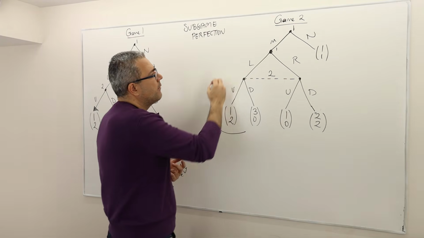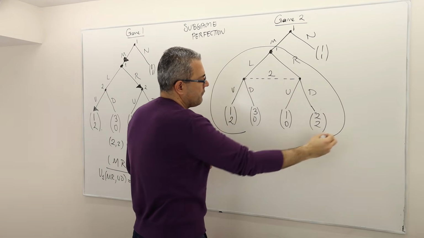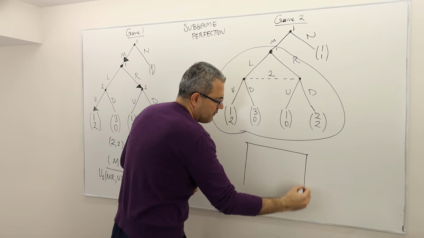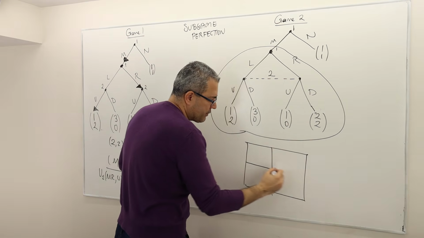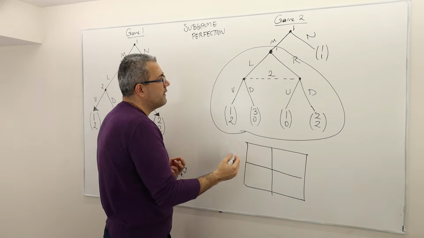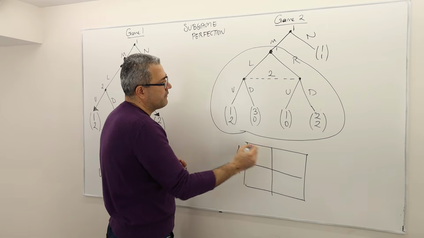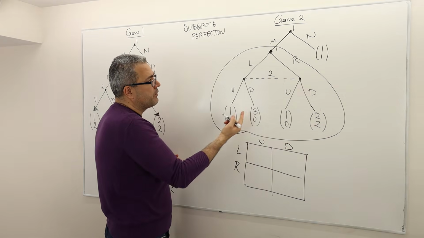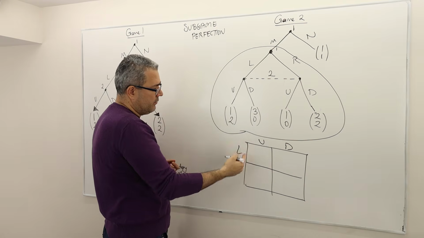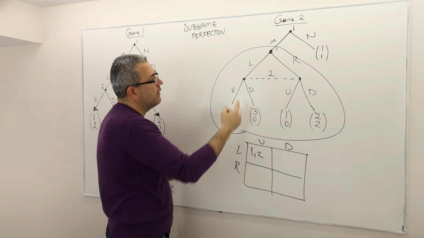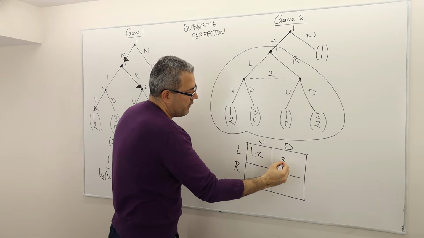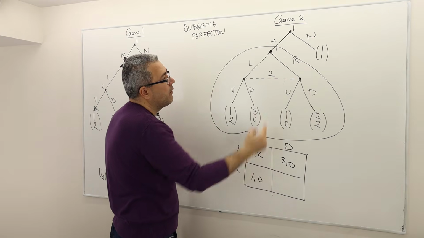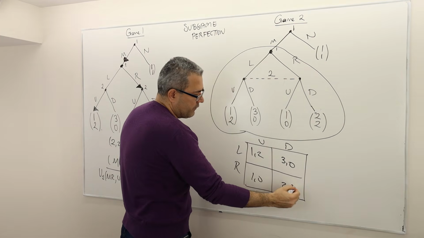This part of the game is more like a static version of this game. Player 1 chooses left, right. Player 2 chooses U and D. And therefore the payoffs are easy. LU is going to bring 1, 2. LD is going to bring 3, 0. And then RU is going to bring 1, 0. And then RD is going to bring 2, 2.